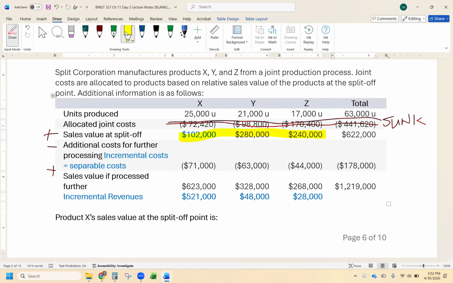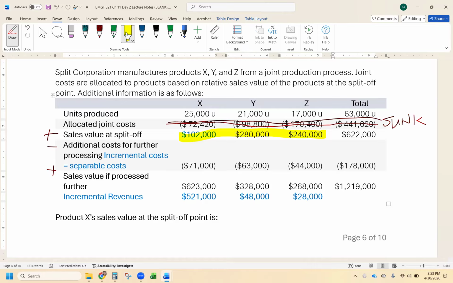So Z, Super Z will make an extra $28,000. But it'll cost an extra $44,000. So basically what we're saying is if we spend $44,000 making Super Z out of our regular Zs, we'll get back 28. Okay, that's a bad deal. Don't give away 44 to get 28. That's not a good plan. So we shouldn't make any Super Z.